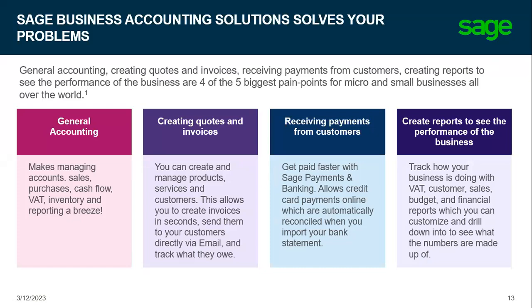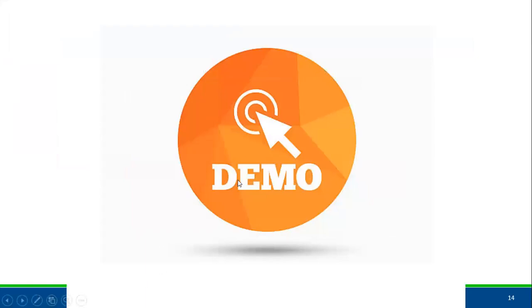Okay, so generally, just like what I've shown you earlier, there is a general ledger accounting module. You are able to create sales, purchases, and then view cash flow, inventory, and reporting at a breeze actually. You can create quotes and invoices. You can create and manage products and services for customers. One thing I mentioned yesterday is that you can even give your customers access to see their balances on your system. You can receive payments from customers and make payments to vendors, and you can customize reports, basically.